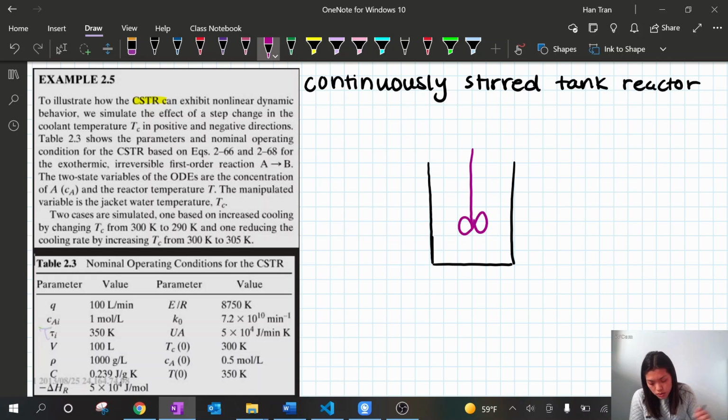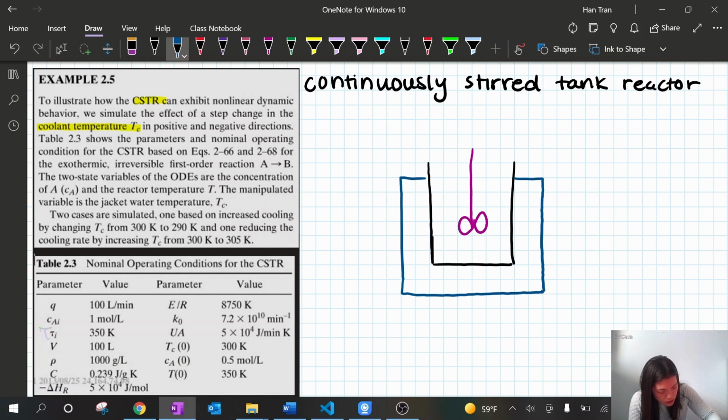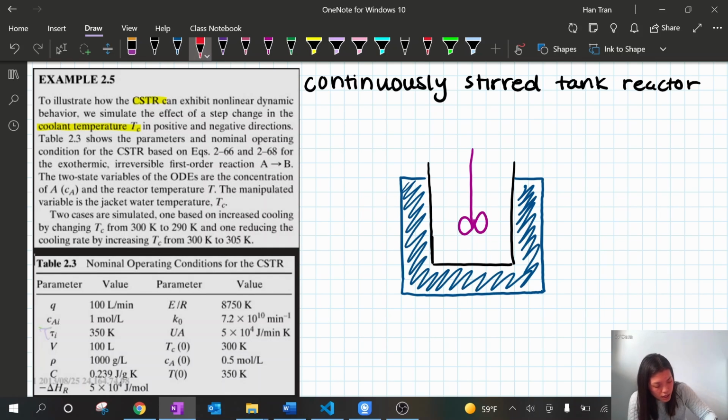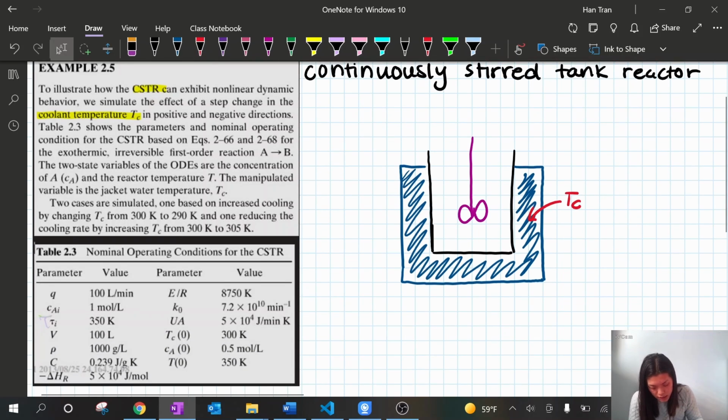We are also told that we have a coolant temperature, so that means we have a cooling jacket around our reactor that acts as a regulator for the reactor, so it regulates the temperature. And there's a certain temperature inside this coolant jacket that it refers to here as TC. That is the coolant temperature.